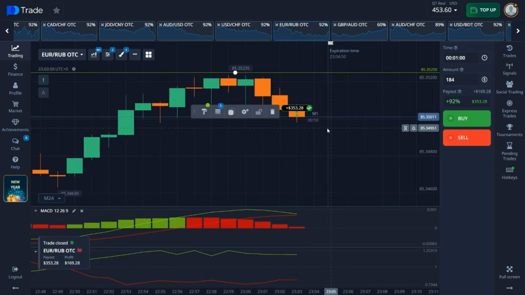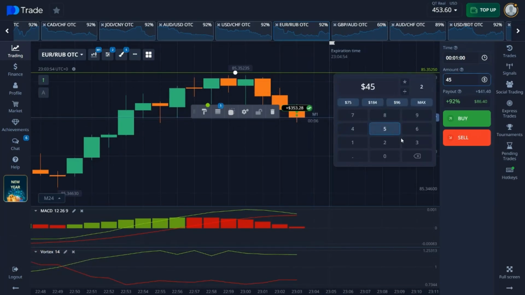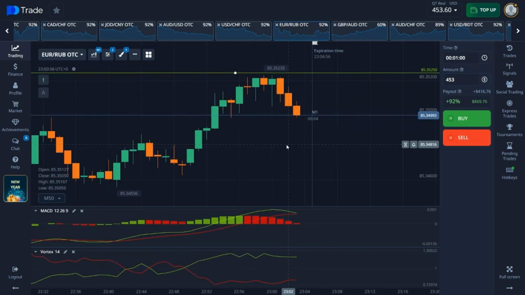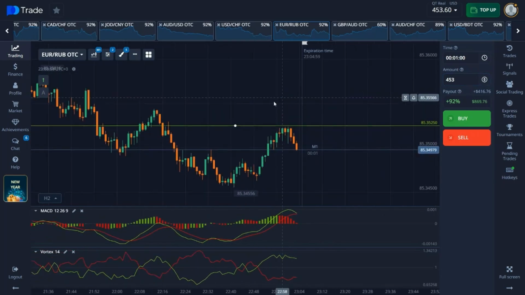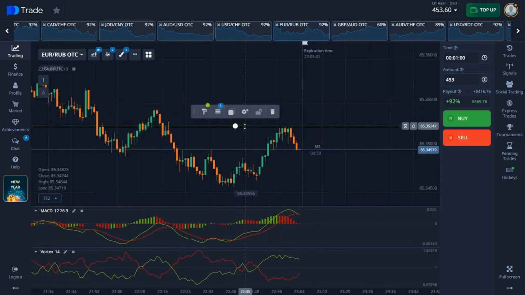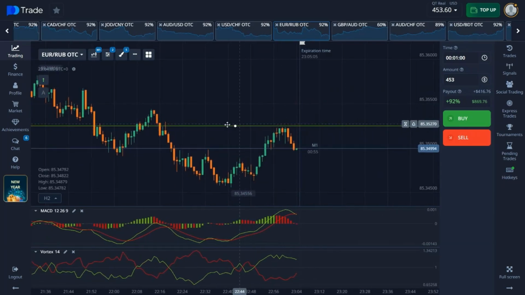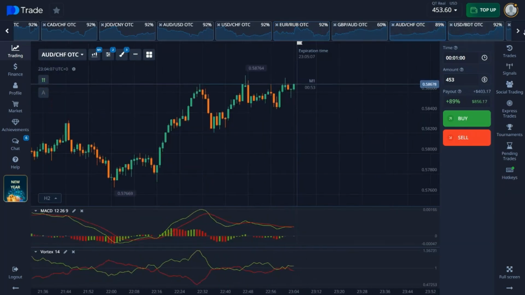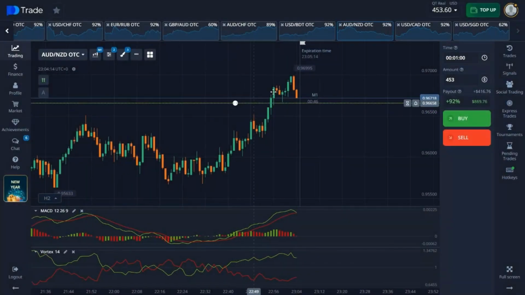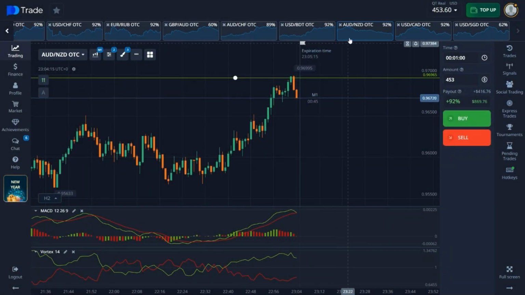Let's continue. So, we work with this asset, Australian dollar, New Zealand dollar. The position here is for a decrease. In fact, everything is the same as in the previous situation. A reversal also occurs at the maximum. Also at the maximum there is an intersection of moving averages on the MACD indicator.